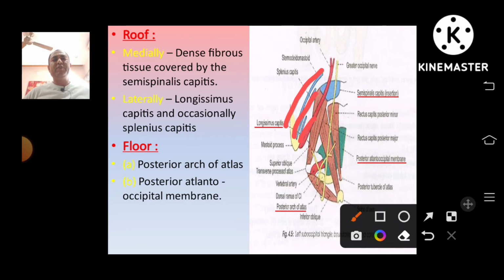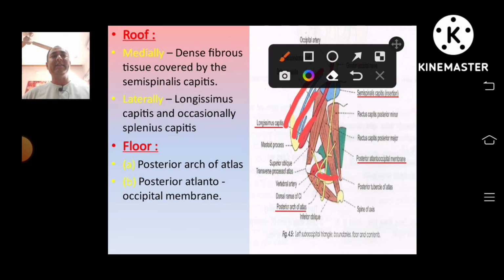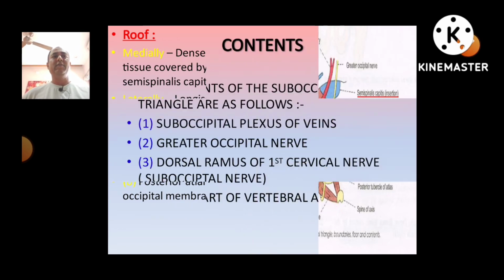Floor, posterior arch of atlas and posterior atlanto-occipital membrane. Here you can see from the picture this yellow colored part, this is the arch of the first cervical vertebra, and the green color part you can see over here, it is the posterior atlanto-occipital membrane. If you remember the attachments of the norma basalis around the foramen magnum, this posterior atlanto-occipital membrane was attached over there. So that is all about the floor and the roof.